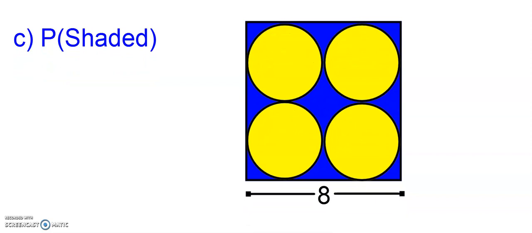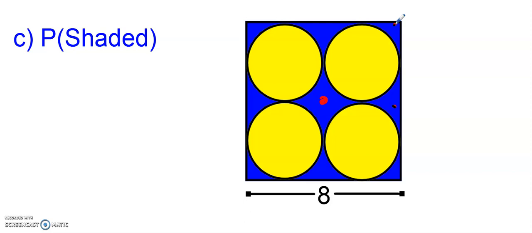In this problem, I've got a square where I have 4 circles that are all touching just at one point at all places, right? I'm told that the length of this square is 8, and I want to find the probability that if I randomly picked a point that it would land in this blue area, somewhere in this blue area, all right? Well, to do these problems, we probably want to come up with a game plan before we actually start doing the math.